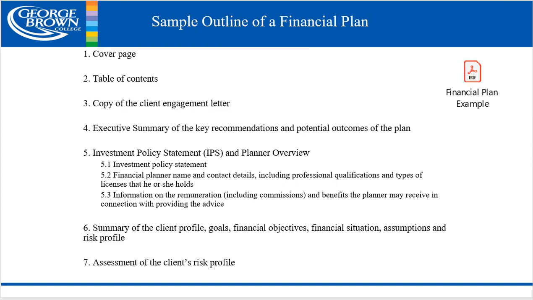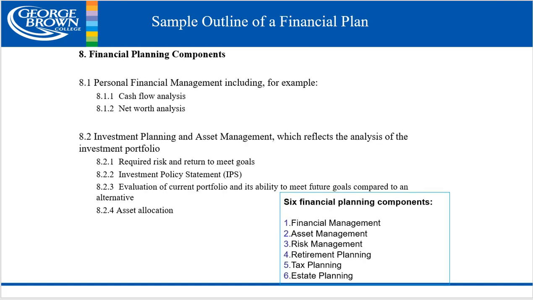Moving on here to number 8, we've got the financial planning components, or the areas. And recall there are 6 financial planning components or areas: financial management, investment planning and asset management, risk management, retirement planning, tax planning, and estate planning. Okay, so this sample outline of a financial plan is going to run through those 6 areas. So we've got the first area on financial management, then investment planning and asset management. Again, the required risk and return to meet the goals.